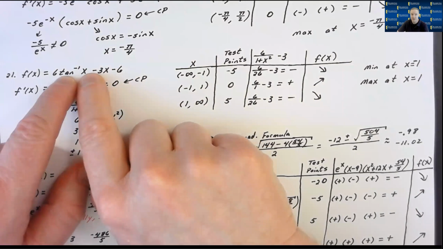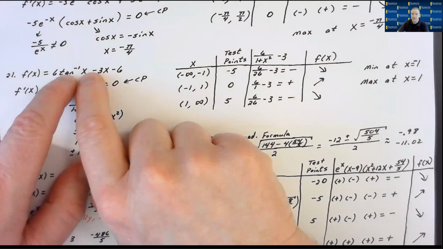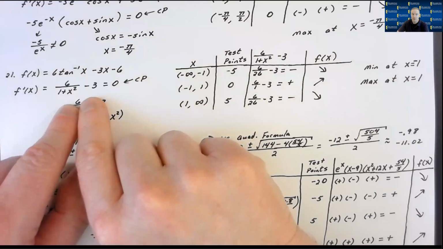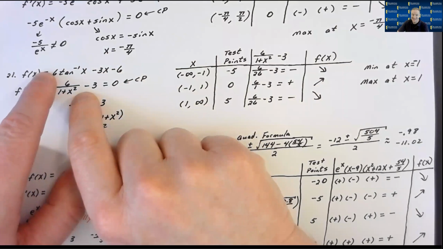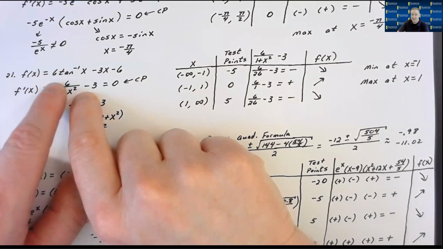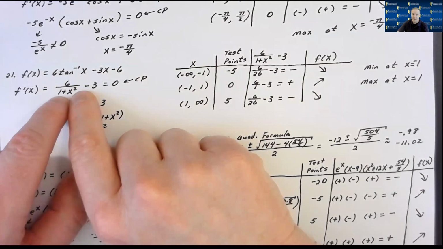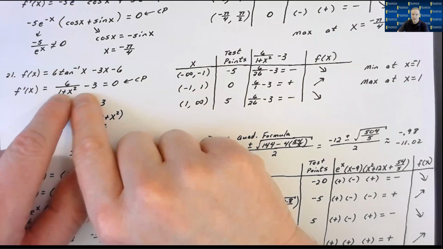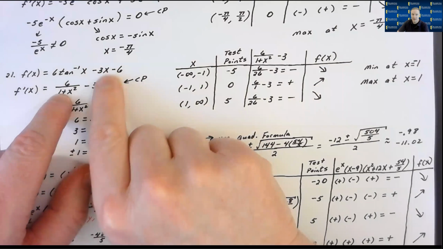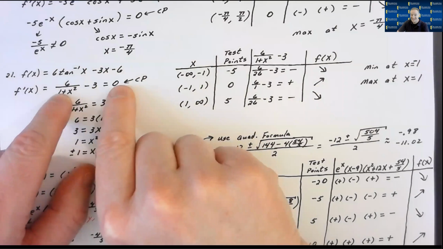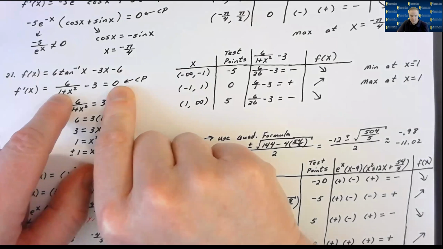As soon as you see inverse tangent of x, you should be thinking its derivative is 1 over 1 plus x squared. Boom. Now, this had a 6 out in front of it, so it's 6 times 1 over 1 plus x squared. I just went ahead and put the 6 in the numerator. Derivative of minus 3x becomes minus 3, and I set this first derivative equal to 0.